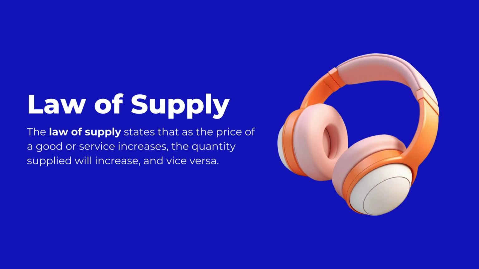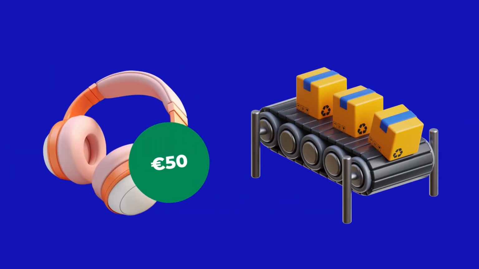Now, we'll have a look at supply, which is all about how much of something is available for sale. There's a rule called the law of supply, which states that as price increases, the quantity supplied increases, and as the price decreases, the quantity supplied decreases. Basically, when prices go up, producers are willing to make and sell more of a product, and when prices go down, they make and sell less of it.